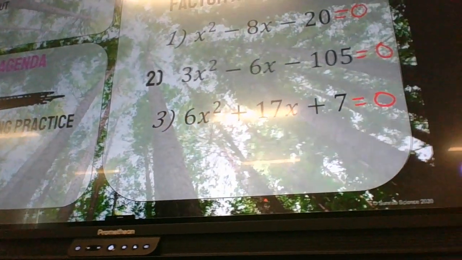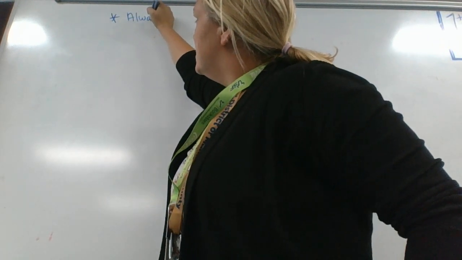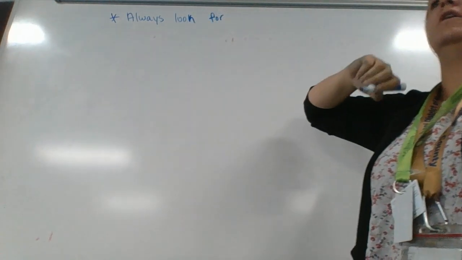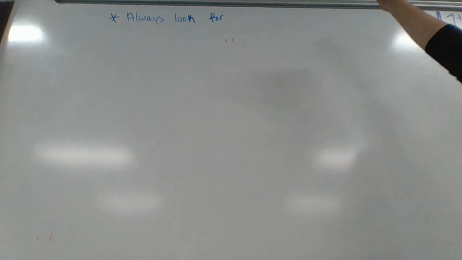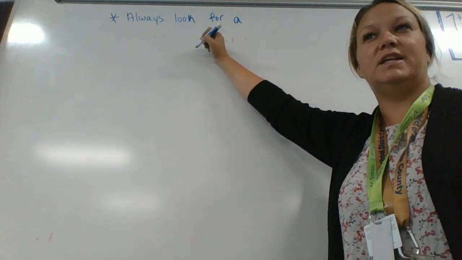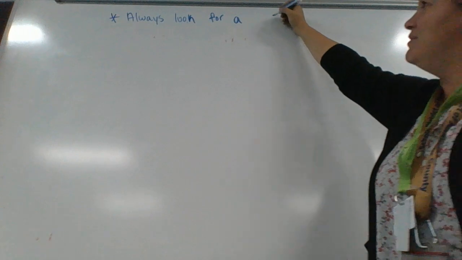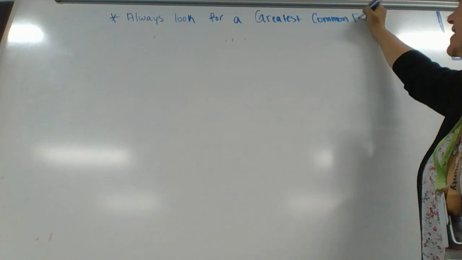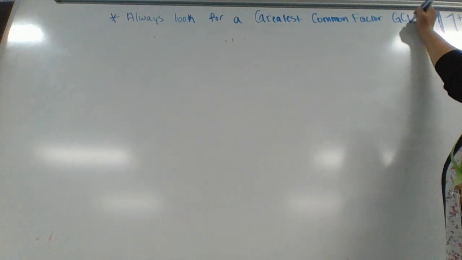But I do have a tip for you to help you with a problem like number 2. No matter what, ever, if you're asked to factor, or the direction says factor, everybody write this down: always look for a... What do you think I'm going to say? Always look for a G. It starts with a G, and then there's a C. Yeah, it's greatest common factor. Always look for a greatest common factor, a.k.a. our good old friend GCF.